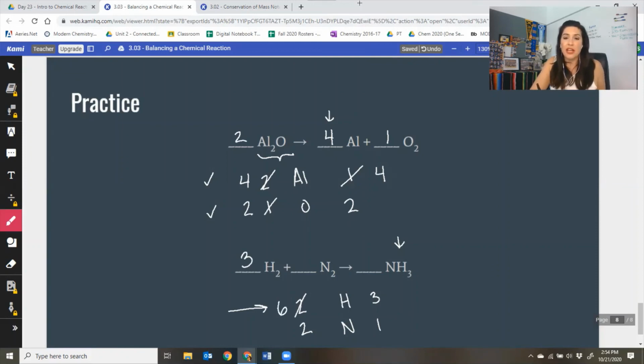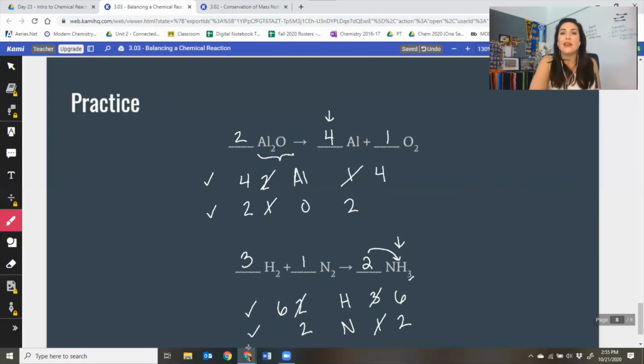And then working on the other side, I have 3 hydrogens, but if I put a coefficient of 2, that doubles everything. It doubles the number of nitrogens, and it doubles the number of hydrogens, 3. So 2 times 3 is 6. So look at that, my hydrogens are balanced. I check those off, those are done. To balance my nitrogens, I have 2 on the product side and 2 on the reactant side, so I am balanced.